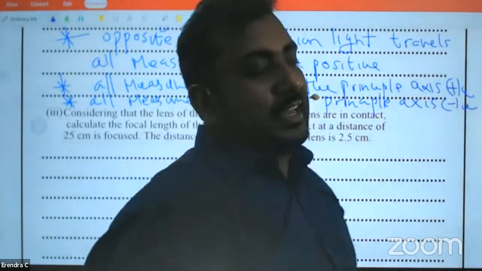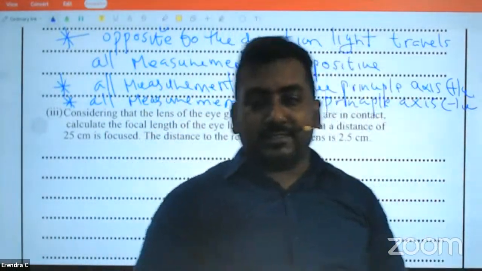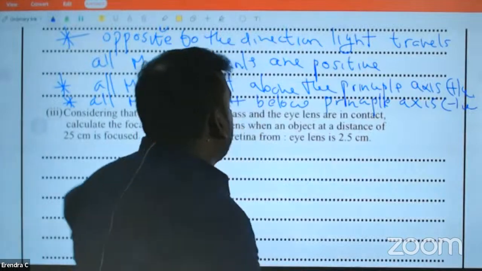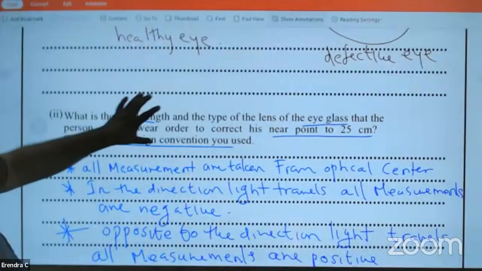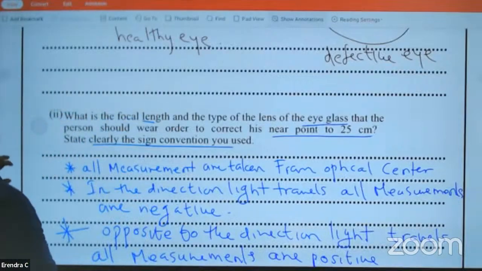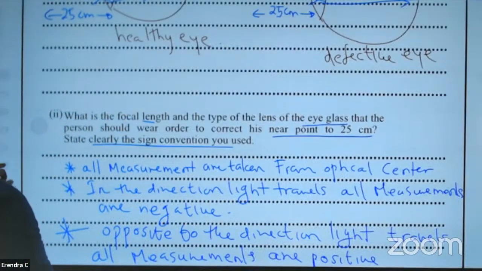I hope you learned all these. Without this, you won't get full marks. All your principles should be written. Now let me go back and solve the problem. How do you correct the vision? Right. What I'll do is I'll go to the writing board.